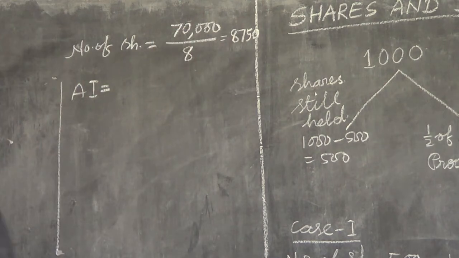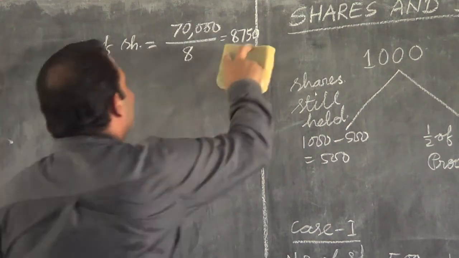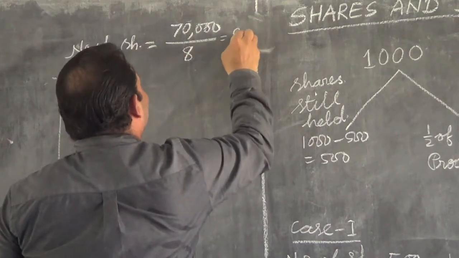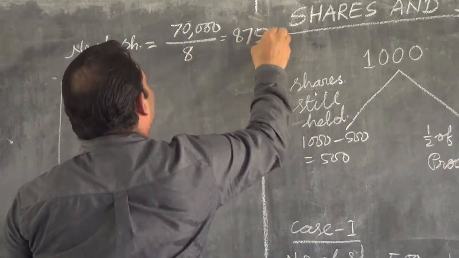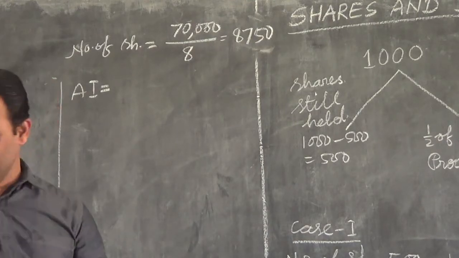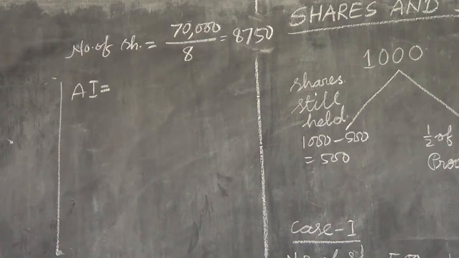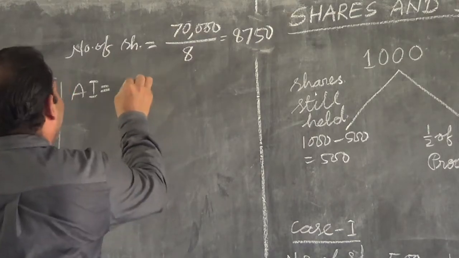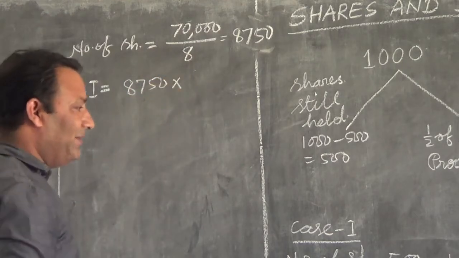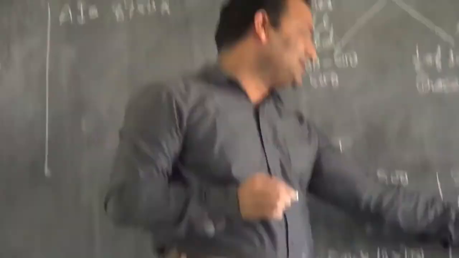8,750. I will write once again. Maybe that will not be visible properly. 8,750, this many shares. Now we can calculate the annual income. Annual income equal to number of shares, 8750, into dividend, you see children, 15%.